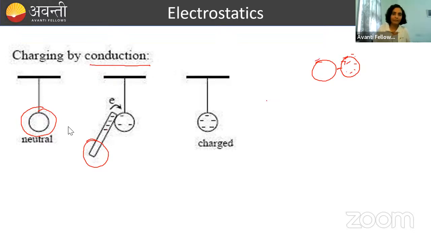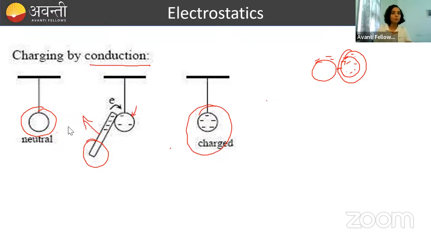And after it gets charged, we will remove the contact. So we have removed the contact and this body has got charged. So what is happening during this process? First thing, these two bodies must be conductors. Second thing, this body is losing some of its charge to this body.